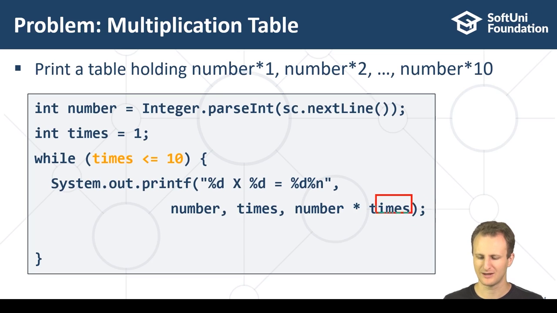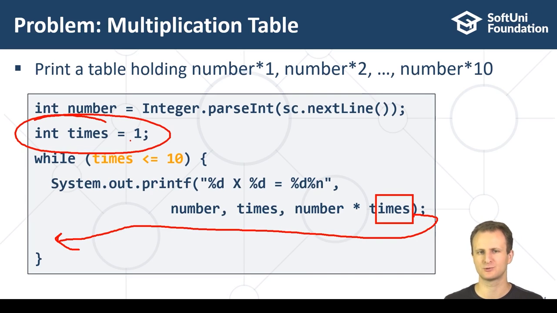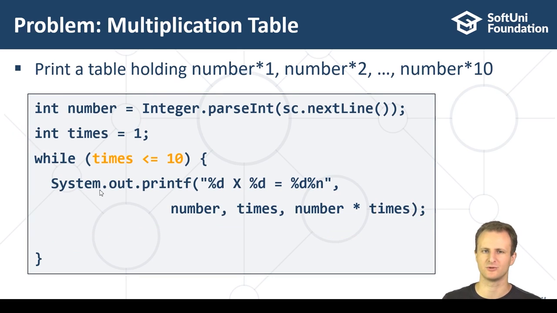So there should be a times plus plus somewhere. I'd add it at the end of the while loop. Or I just use a for loop, which starts from times equals 1 and continues while times is less than or equal to 10, and does times plus plus on each iteration. Okay. Oh, yeah. So here's the catch, actually.